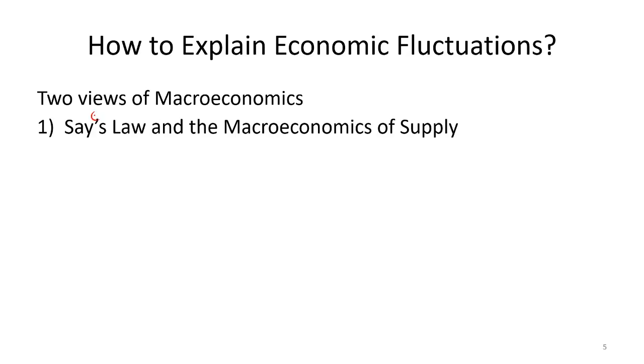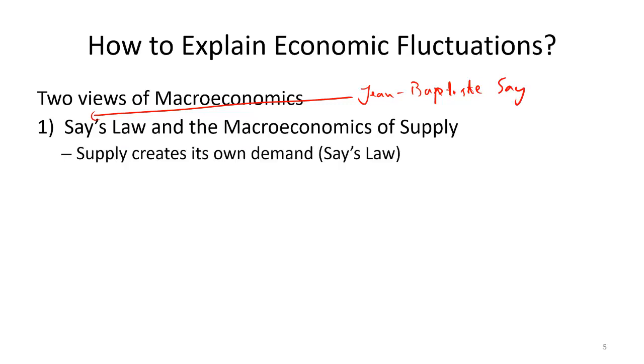And Say's law is due to an early 19th century French economist Jean Baptiste Say. And his law was supply creates its own demand, which is popularly known as Say's law. What does it mean? It means that every time you are producing something, that means somebody is getting paid. If somebody is getting paid, that person is going to demand goods and services. So supply creates its own demand.